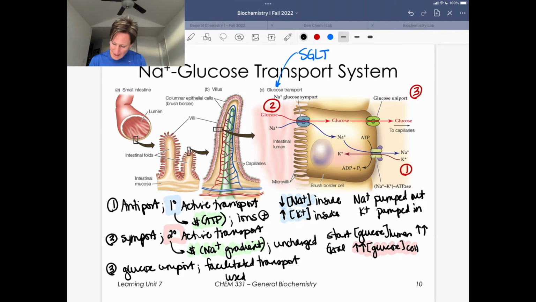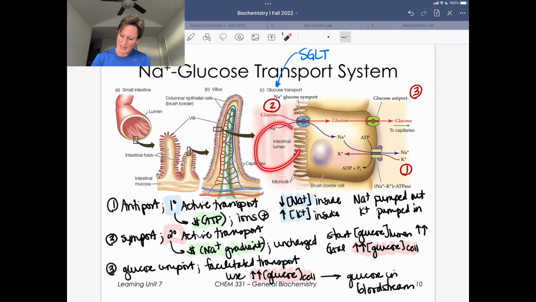So we're going to use that high concentration of glucose that's in the cell. That was what we just built up, that high concentration of glucose that's in the cell, and we're going to basically put that out to glucose in our bloodstream. And so that is the goal. We started with glucose that was outside in our intestinal lumen. The goal is to basically get it out into the bloodstream.